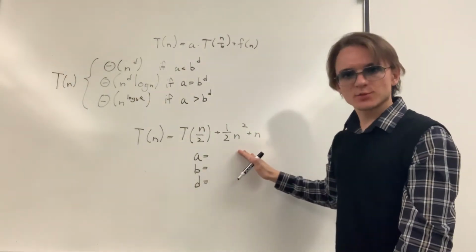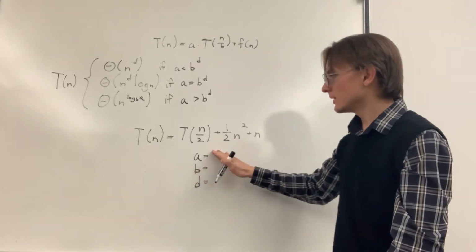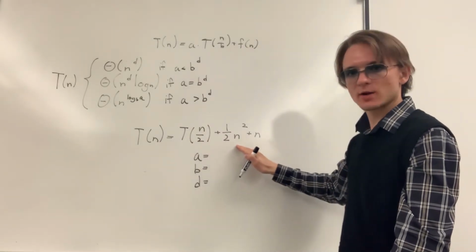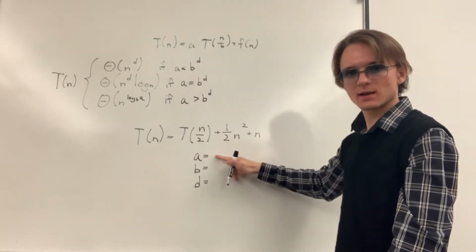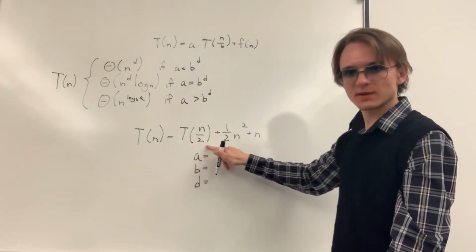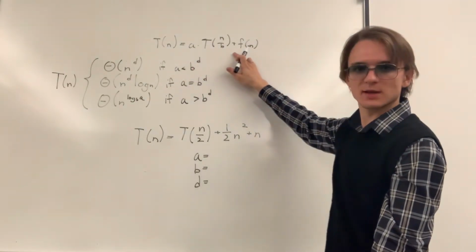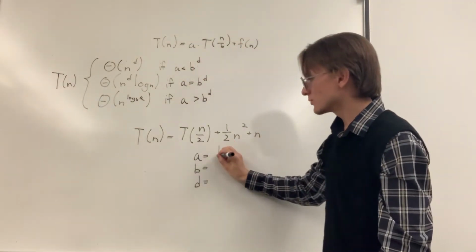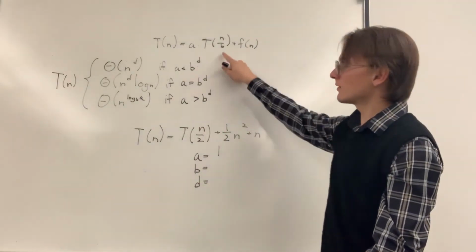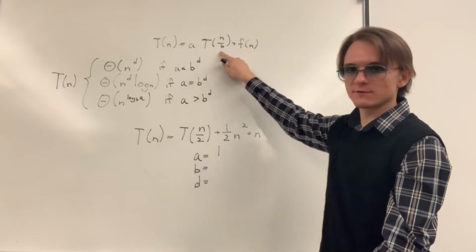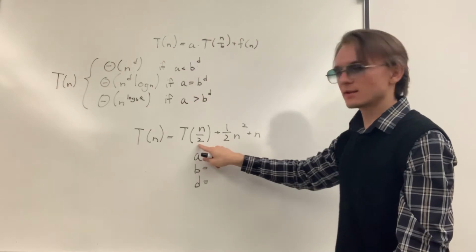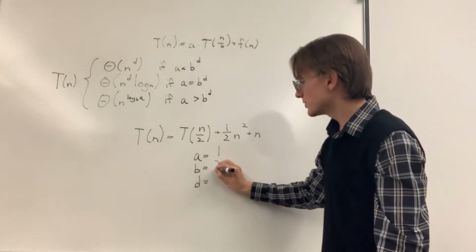Let's say that this is our first problem. We have T of n equal to T of n over 2, plus 1/2 n squared plus n. What is our a? Well, our a will be whatever we have multiplied by T of something, a times T of something. Now, of course, a here is 1 because we're multiplying by 1. Our b will be whatever's inside of the T function, n divided by b. So in this case, we have n divided by what? 2. So b is 2.